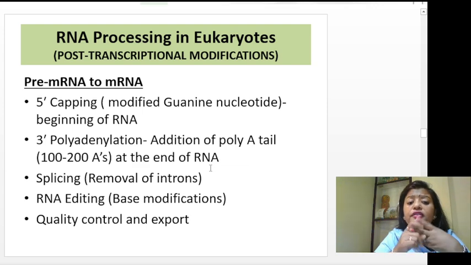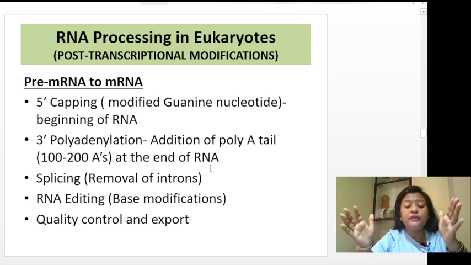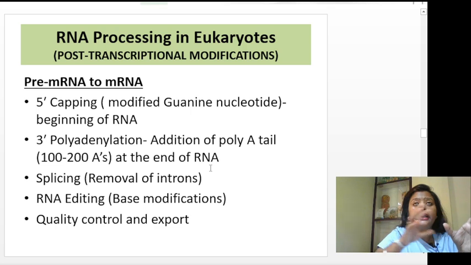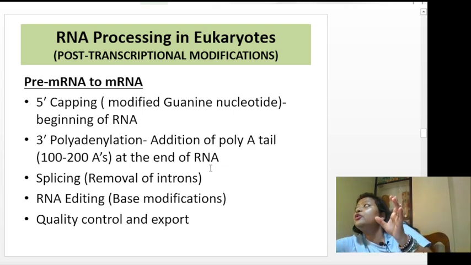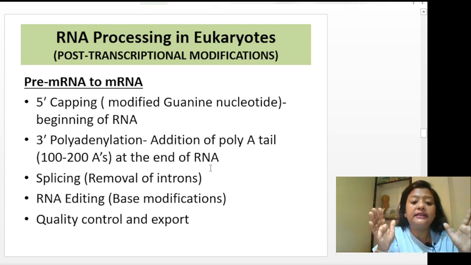So capping means what? They are adding a guanine nucleotide in the beginning of the RNA. What will happen? It will seal the mRNA. It will seal it, and nothing else can come and add to the mRNA. The mRNA will stay intact.